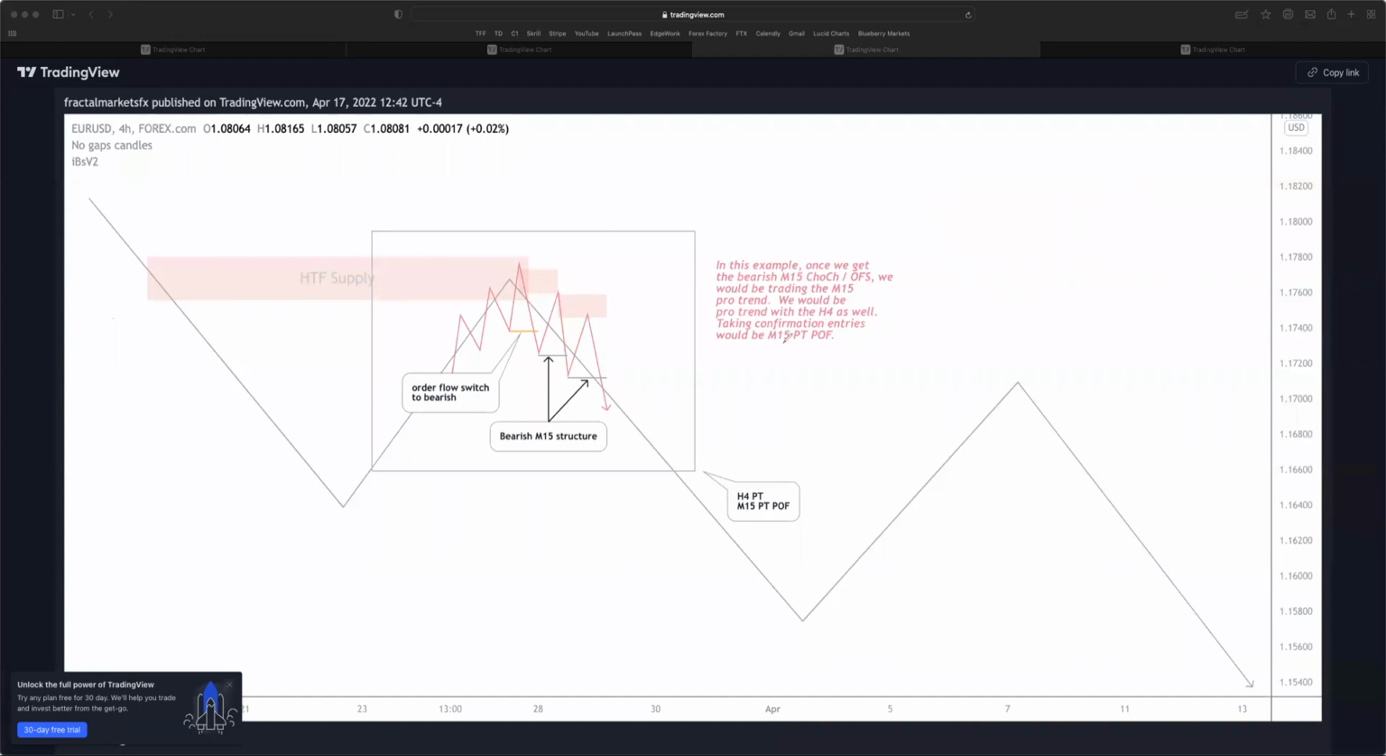Good stuff. Okay, so in this example, once we get the bearish M15 change of character, order flow is now switched, right? And structure has now shifted. Now you'll notice, when can order flow shift? It can only shift when we hit... Somebody cue their mic and just yell it out. Valid order flow spot. Relevant POI. There we go.